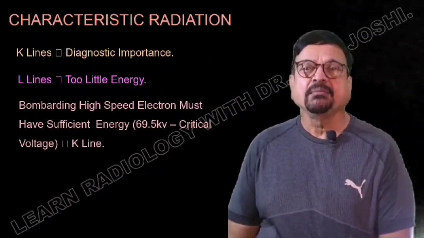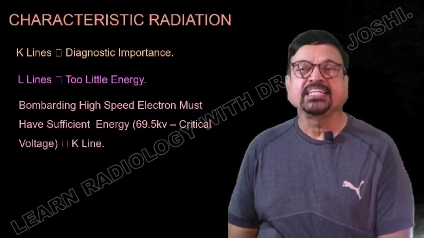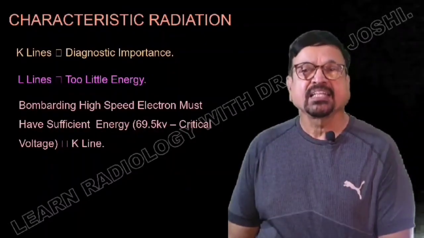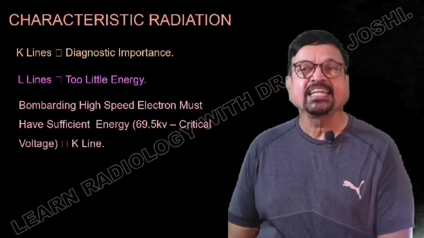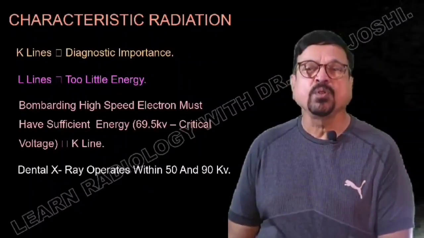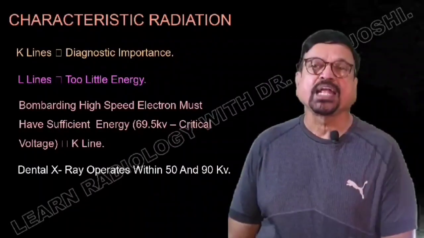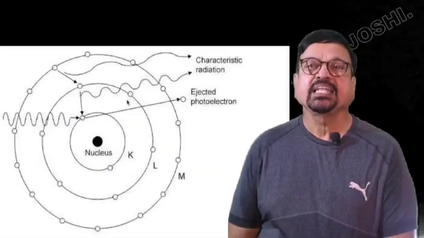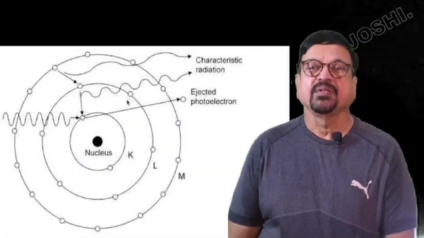Now the bombarding high speed electron must have sufficient energy, that is 69.5 kV, the critical voltage that depends on the K line. If the energy level is less than that, they will not be useful in the diagnostic range. Now in dental it is between 50 to 90. Now here we are seeing from where the characteristic radiation comes.